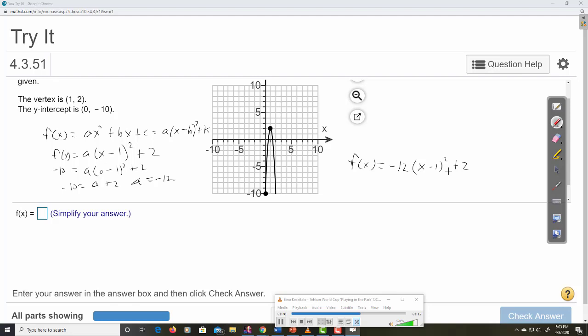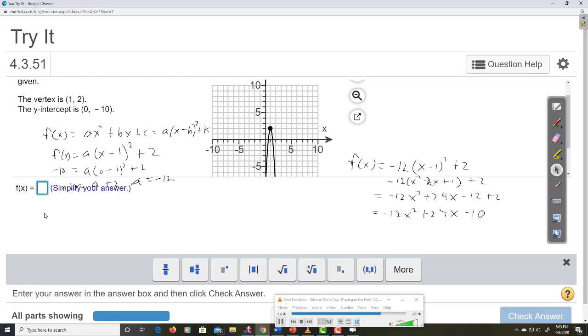It does say to simplify your answer, so we should go ahead and multiply it out. So -12 times x squared minus 2x plus 1, plus 2. That's negative 12x squared plus 24x minus 12 plus 2. So that's negative 12x squared plus 24x minus 10. So that would be our answer: negative 12x squared plus 24x minus 10.